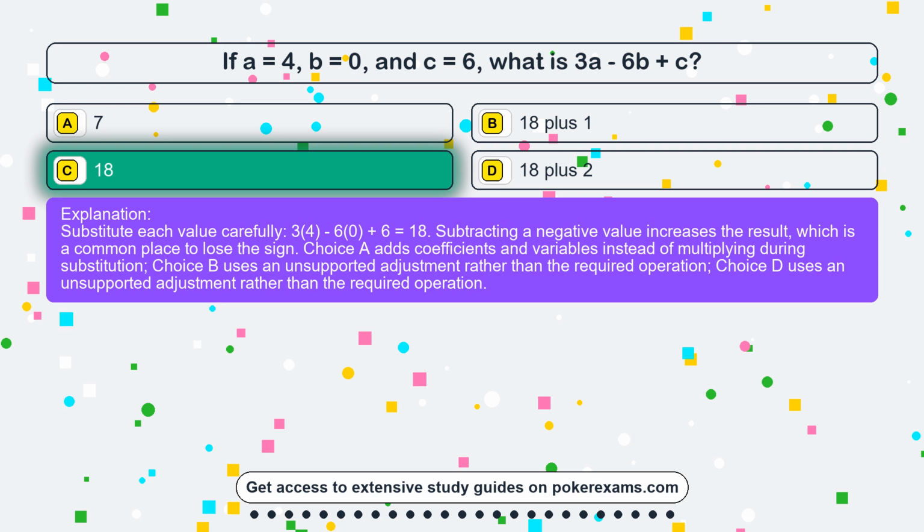Subtracting a negative value increases the result, which is a common place to lose the sign. Choice A adds coefficients and variables instead of multiplying during substitution. Choice B uses an unsupported adjustment rather than the required operation. Choice D uses an unsupported adjustment rather than the required operation.